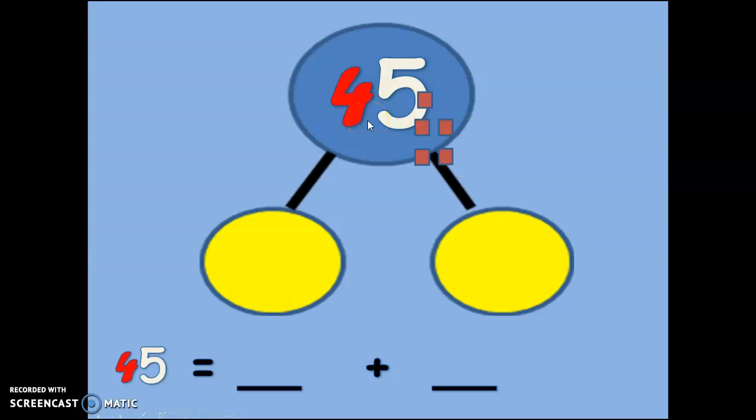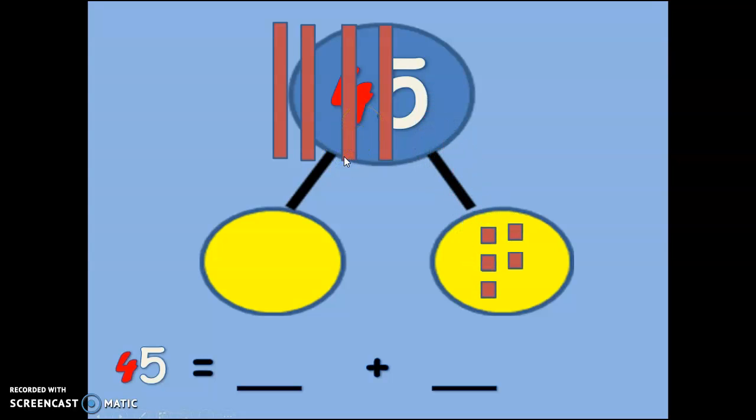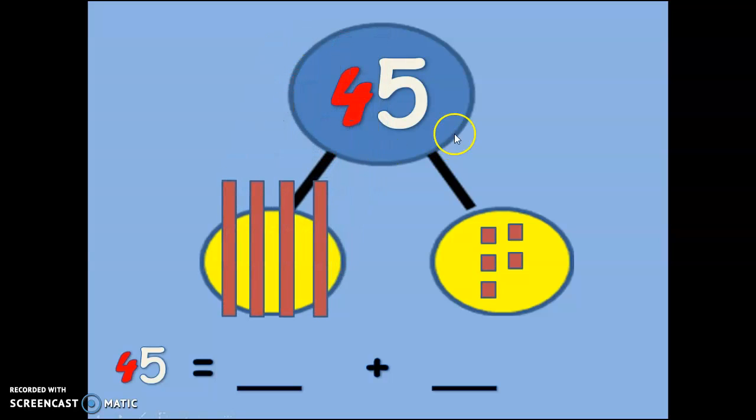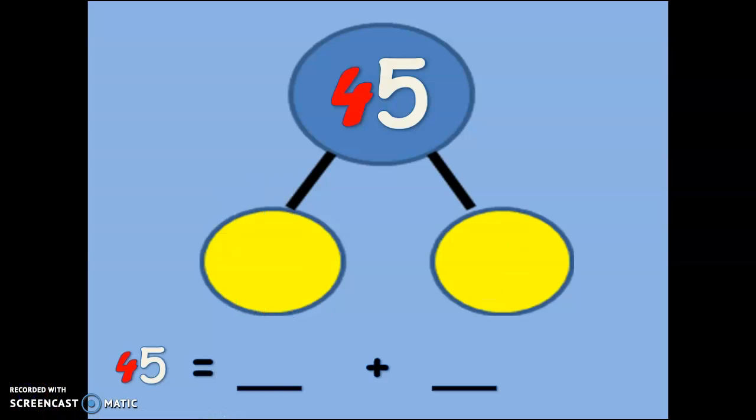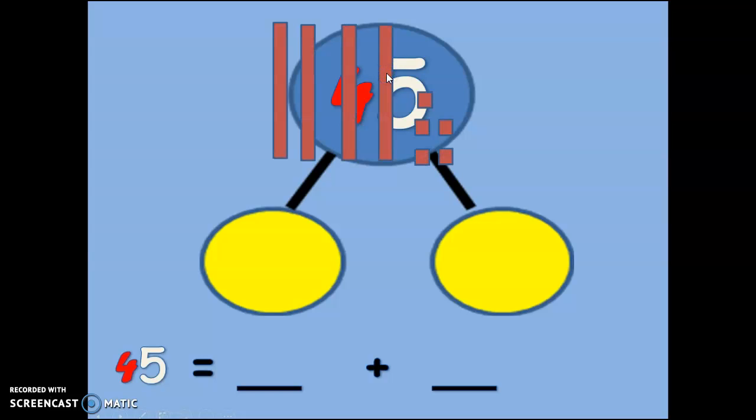There's the 5 ones. Then we've got 4 tens. And if we partition those, we have the 5 ones and 4 tens. 4 tens is 40. And we have 5 ones. Now, sometimes you'll have to make the same number using two different numbers. So, if we have 45 again, we have 5 ones and 4 tens.